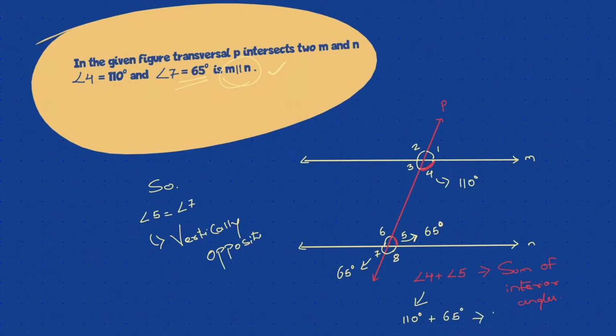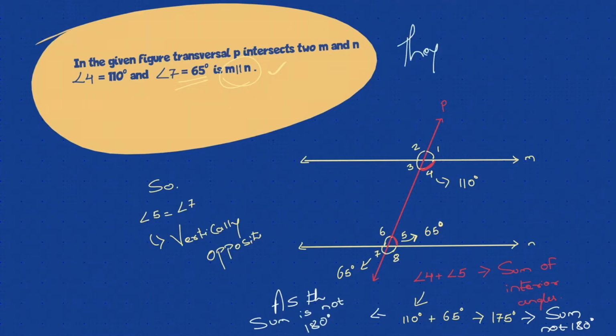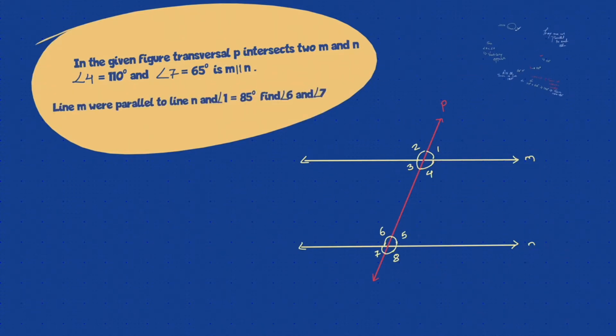If their sum is 180 degrees, then I can go in reverse and say M is parallel to N. But their sum is not 180. Their sum is 110 plus 65, which is 175. Hence proved, M is not parallel to N, because if they were parallel, the sum would have been 180 degrees. That is what we learned in interior angles. So now we are going in reverse. We are not deriving the angle; from the angle, we are deriving the nature of the lines. In geometry, mostly we go in reverse as well. So remember such scenarios.